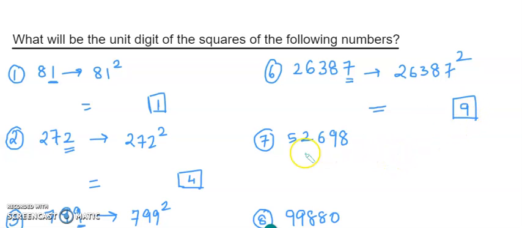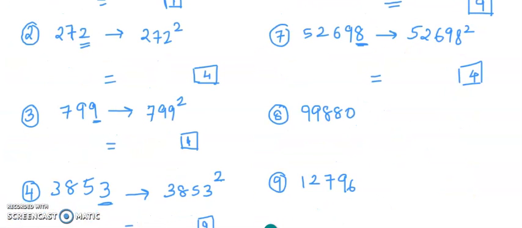Next is 52698. The last digit is 8. So if it is a last digit 8, then the square number will end with digit 4. Why? Because 8 8s are 64, so 4. Okay, next. It's a very easy one.